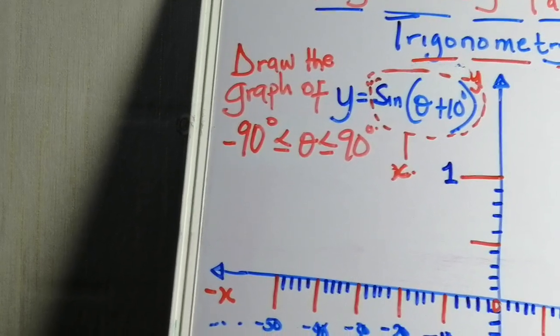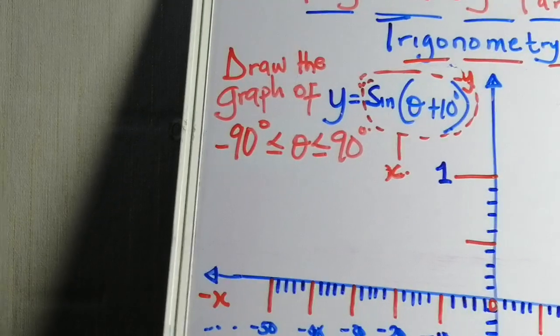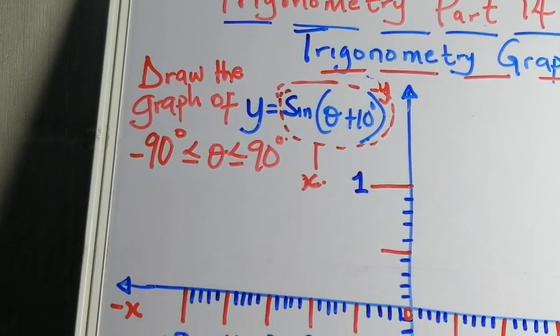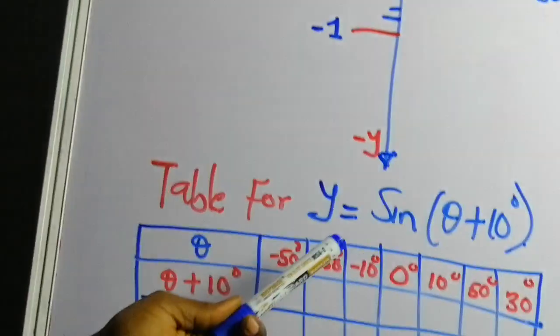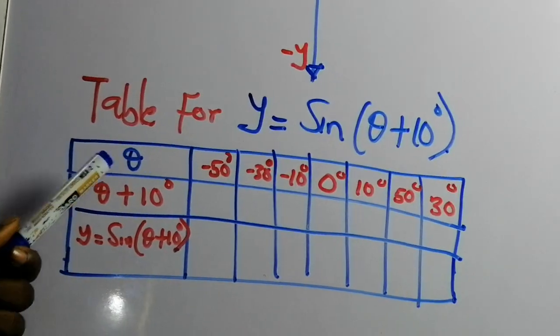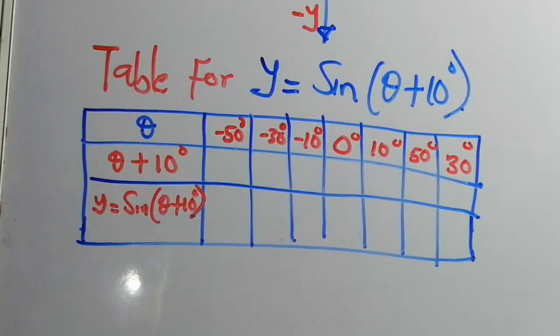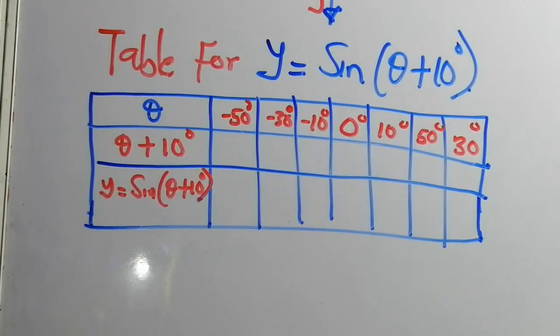Sometimes if you reduce, you say, okay, I want to choose 10, 10, 10, 10. It's okay, it's fine. I can pick any value within that range. All you need is to make sure you stay within the range given to you. So if you look at the table now, you have your theta. They're giving your theta to be what? Minus 50 degree.